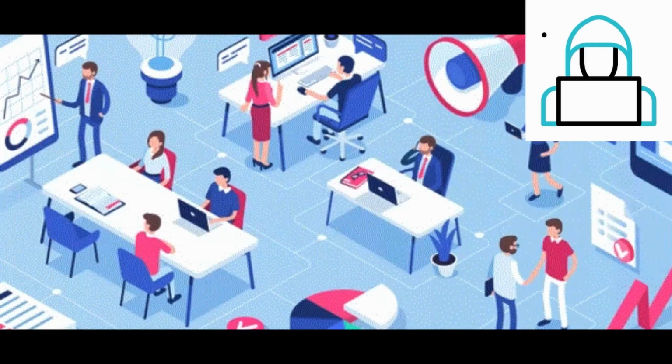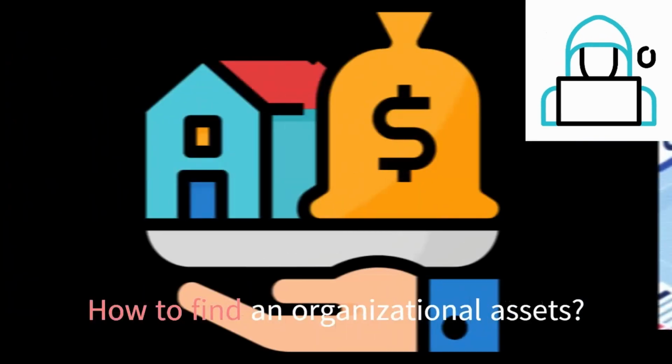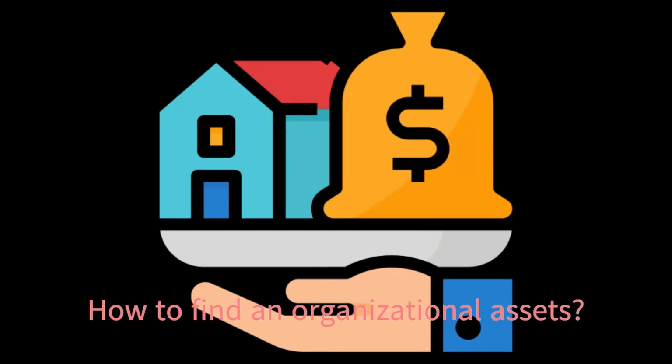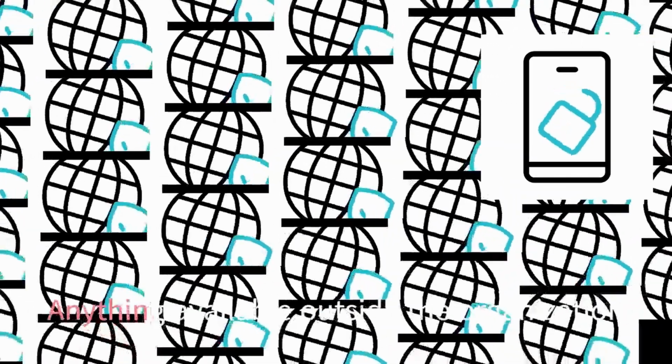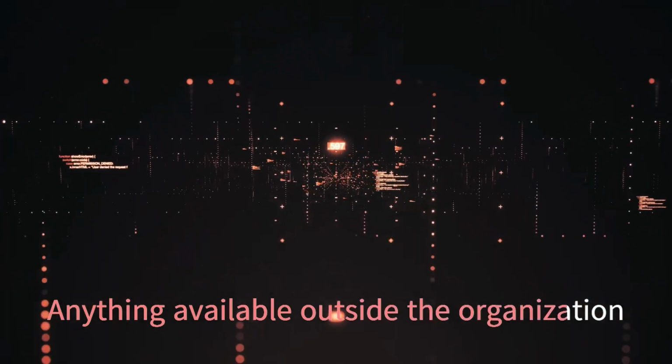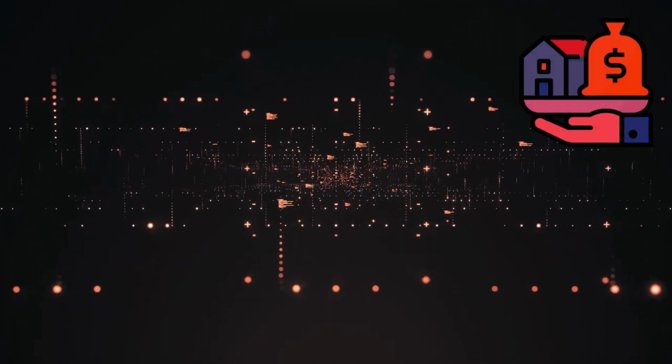In this video, I am going to demonstrate how to find an organization's assets. As you know, there are two types of assets, movable and immovable. But here our target would be the assets available on the internet. It may contain information about both movable and immovable.